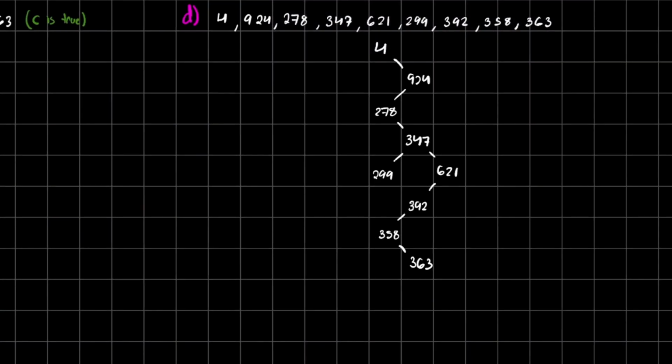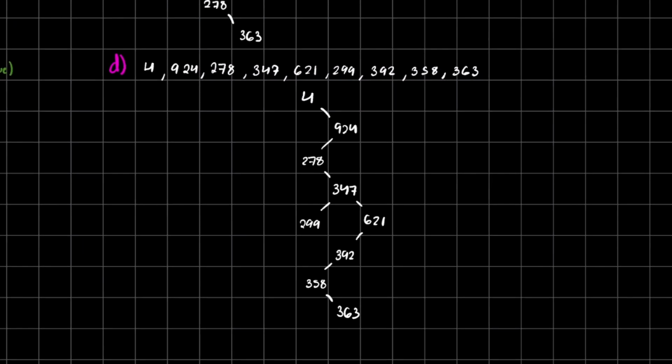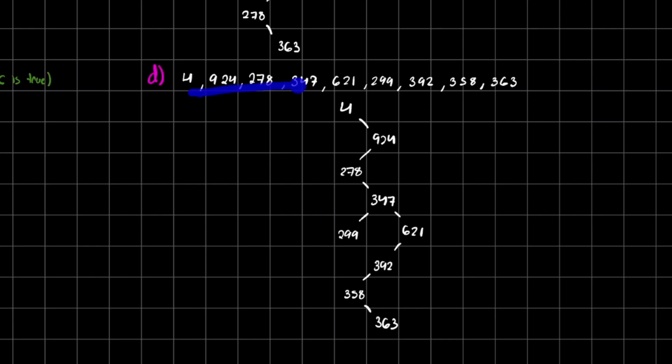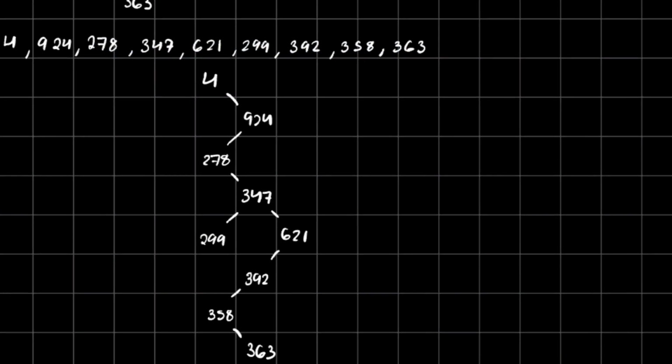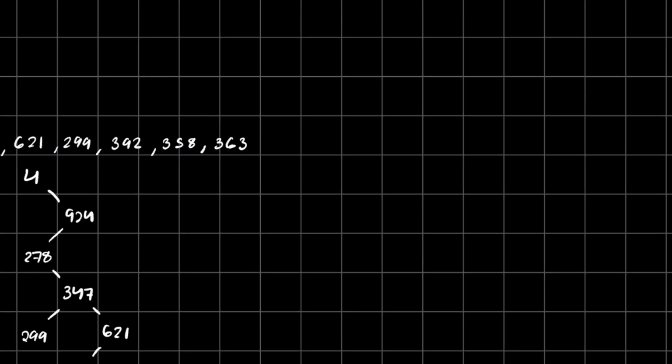Now, here comes the interesting part. As you can see, once we want to find 363, we have to go through this section, right? But we never go through 299, meaning that this path that we have here, given in the exercise, is in fact wrong. So we can say that D is wrong.